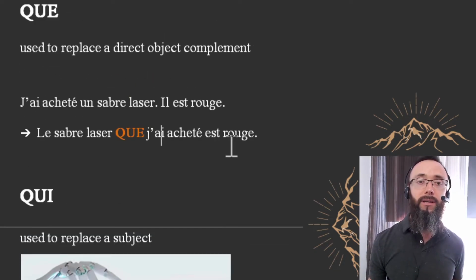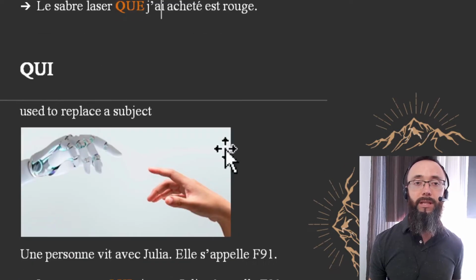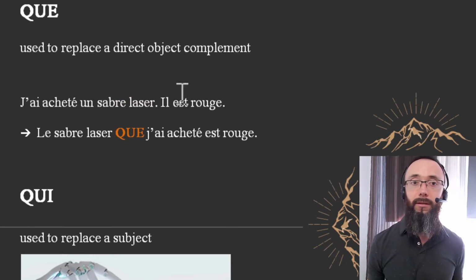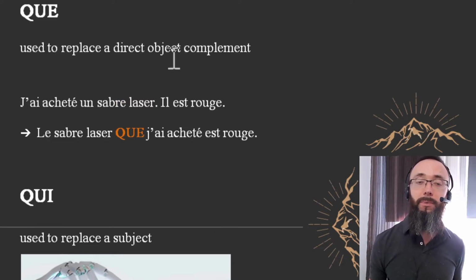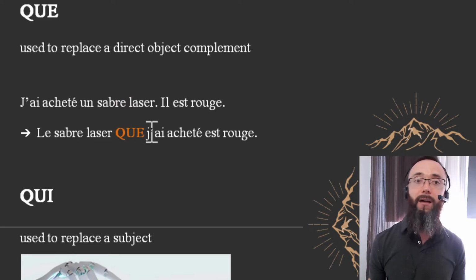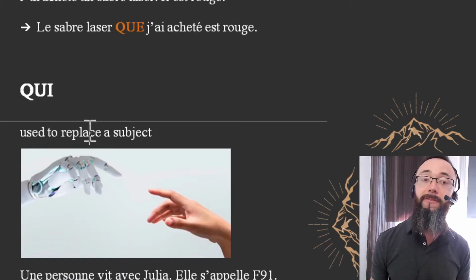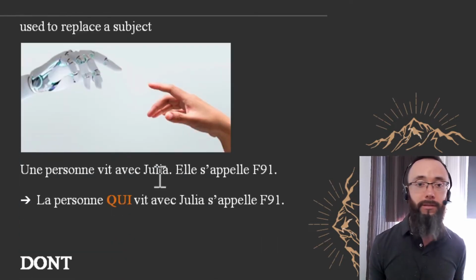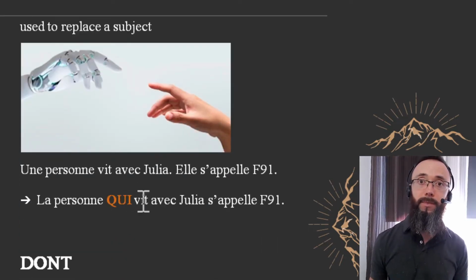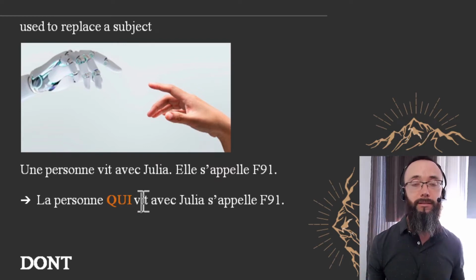Now, we can cover qui, of course, which is the next one, which is used to replace a subject. And here it's different because que replaces a direct object complement. And you'll notice that after que, we have a subject. But if qui replaces a subject, we're not going to have a subject after qui. We're going to have a verb. So it replaces a subject. It plays the role of a subject.